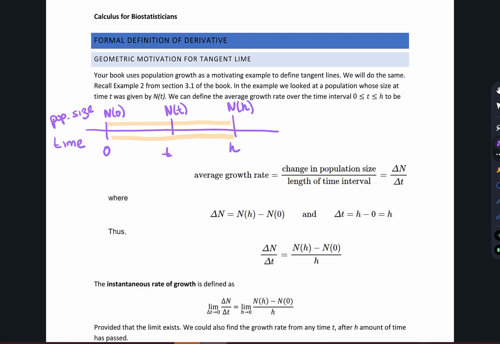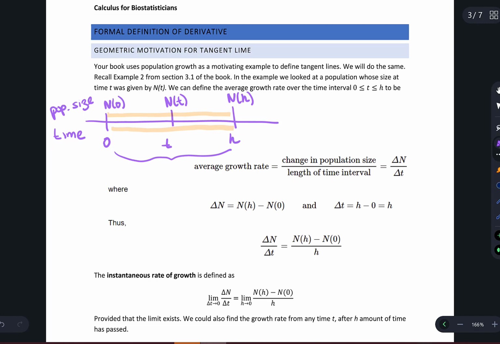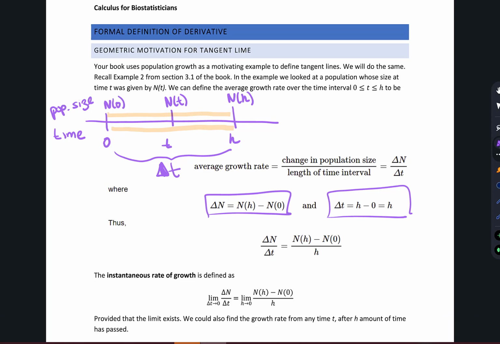If we're looking at the interval from 0 to h, the time is changing from 0 to h. So the length of this interval is delta t, because t is changing from 0 to h. That's how much we're changing. And then the top piece, where we have the population size at time h and the population size at time 0, the difference between those gives you your delta N. So essentially this piece is the top of that timeline that I drew up top, and this piece is the bottom part of the timeline.